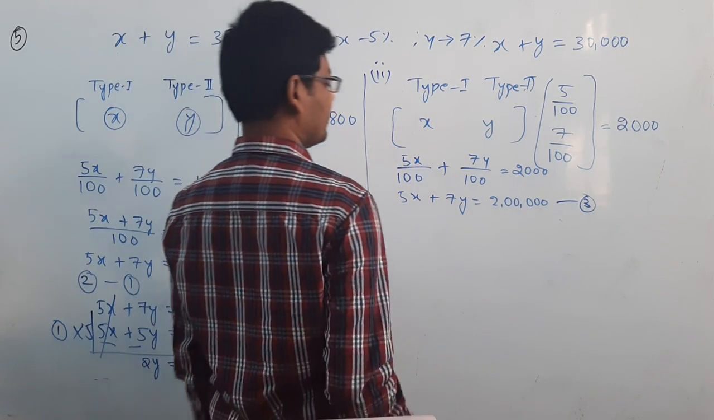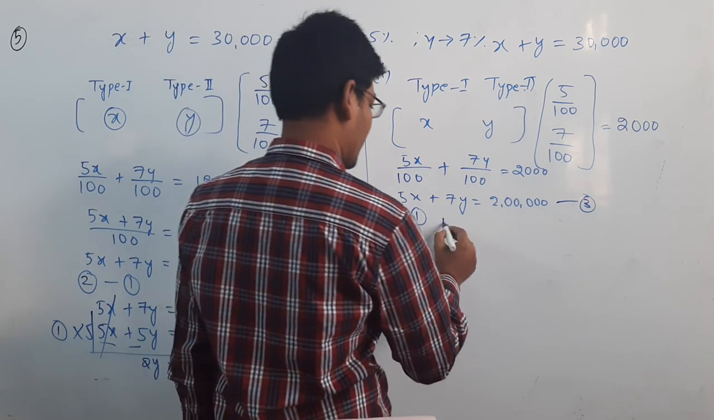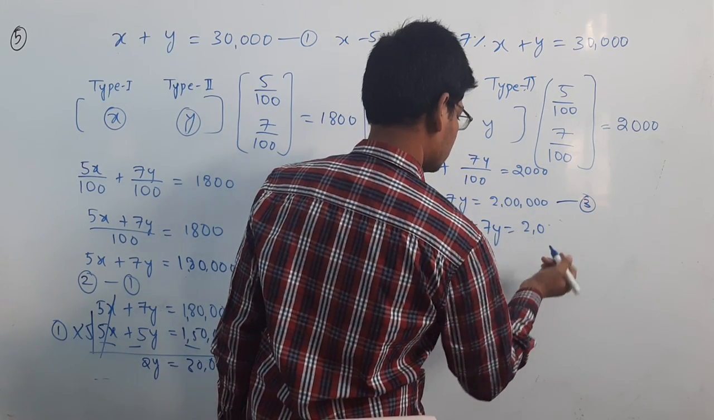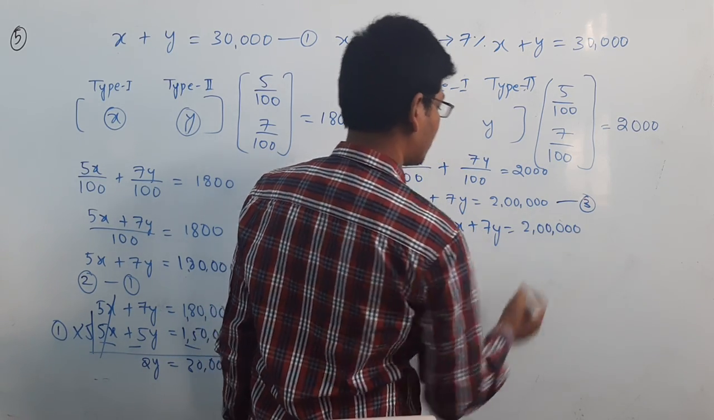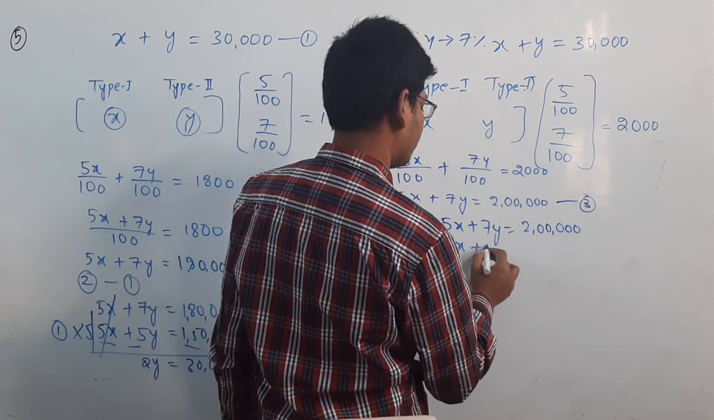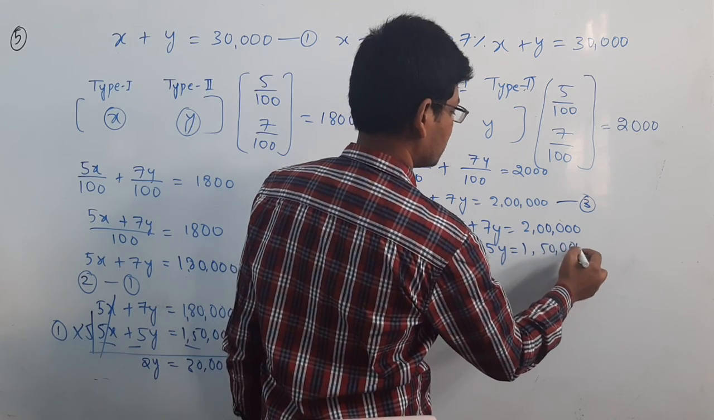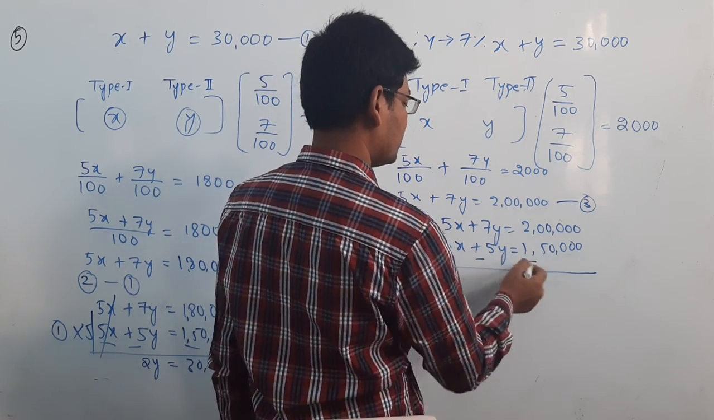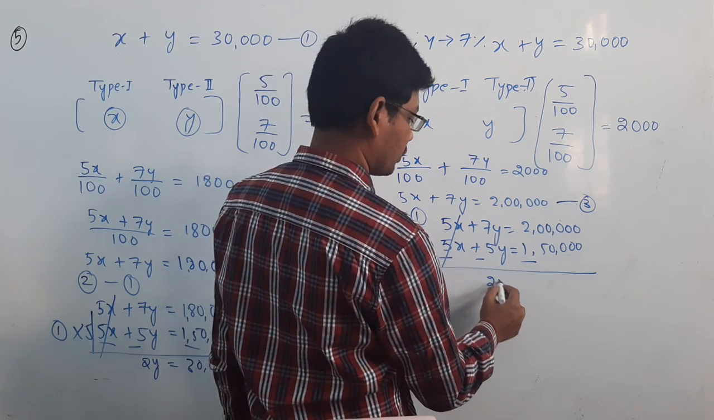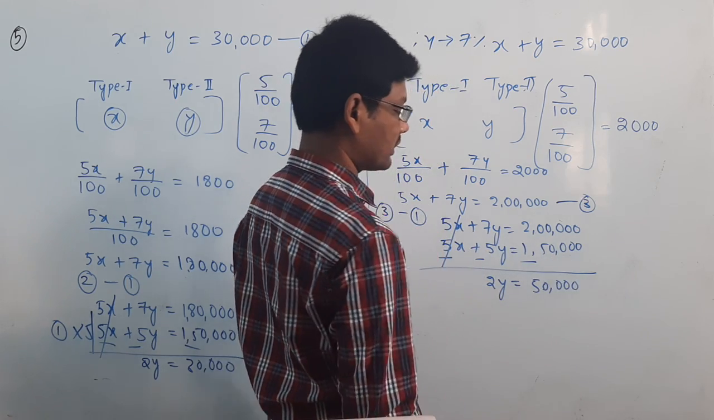This is equation number 1. Let's subtract 3 minus 1. 5x plus 7y is equal to 2 lakhs, and multiply equation number 1 by 5: 5x plus 5y is equal to 1,50,000. Let's subtract the equations. 5x will get cancelled. 7y minus 5y is equal to 2y. 2y is equal to 50,000, since 2 lakh minus 1,50,000 is equal to 50,000.